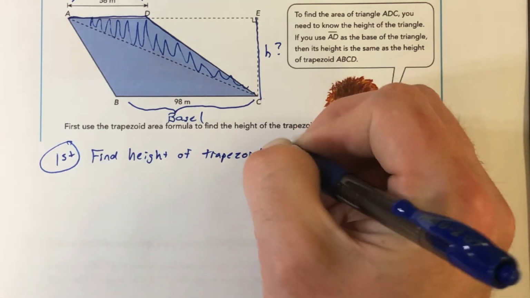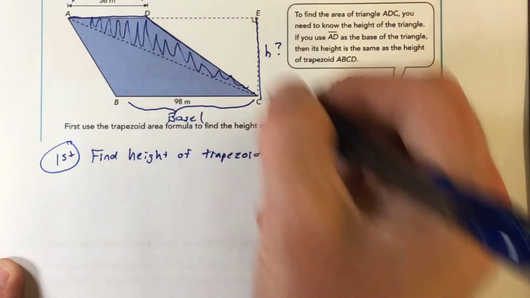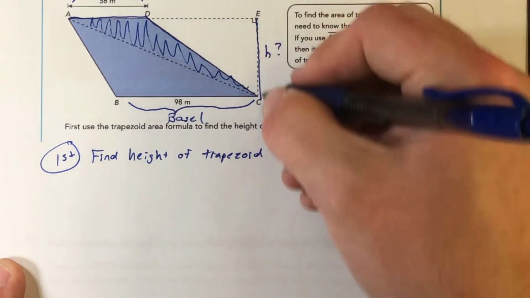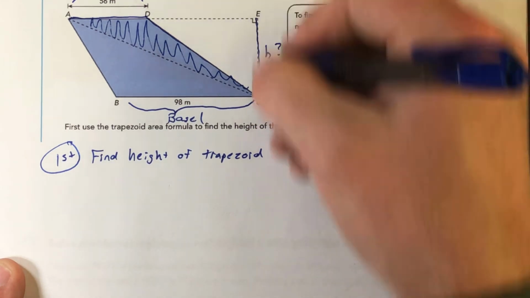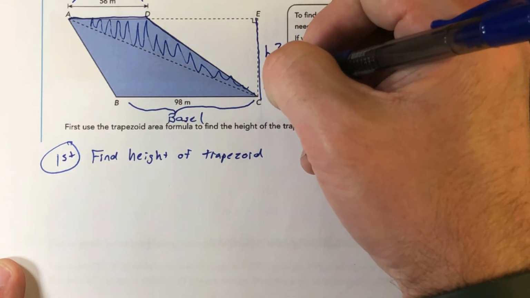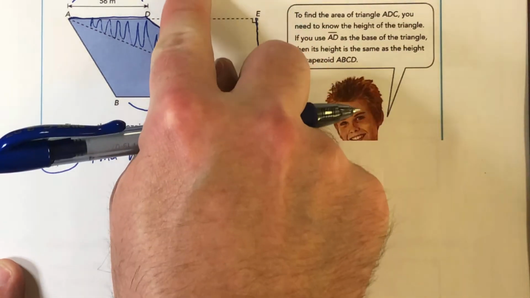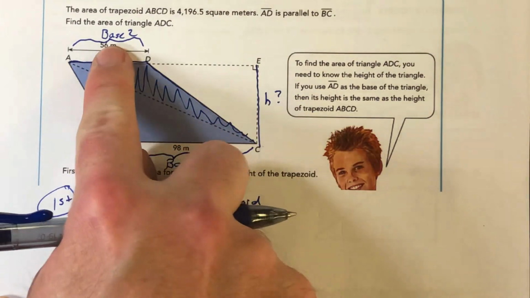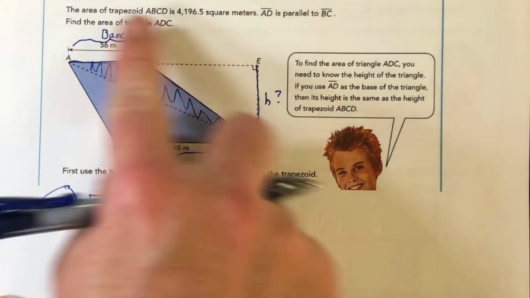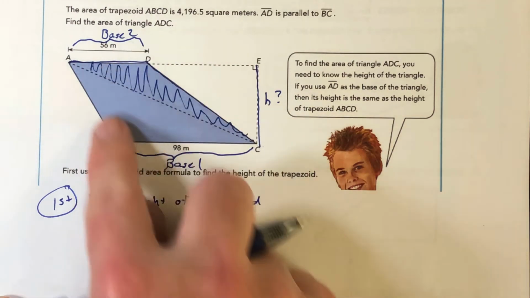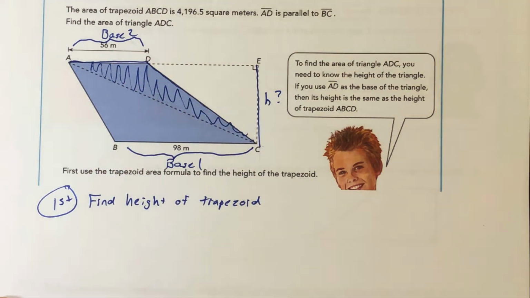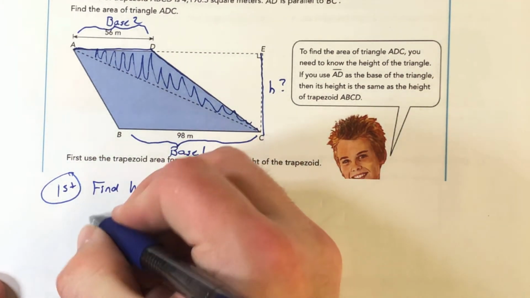Again, why am I finding the height of the trapezoid if I just want the area of the triangle? Well, I need the height of the trapezoid, so I'll know the height of the triangle. Why am I focusing on a trapezoid? Because it gives me its area. It gives me both bases. So it gives me more information about the trapezoid than it does the triangle. Okay, what's the formula for trapezoid?